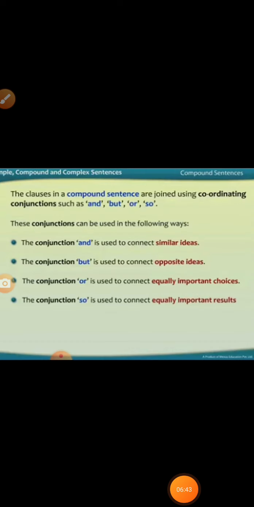A compound sentence consists of two independent clauses, or you can say two or more coordinate clauses. These coordinate clauses are independent and they are joined by coordinating conjunctions and, but, or, so. And is used to connect similar ideas, but is used to connect opposite ideas, or is used to connect equally important choices, and so is used to connect equally important results. Or it can also be used in continuation of an idea.